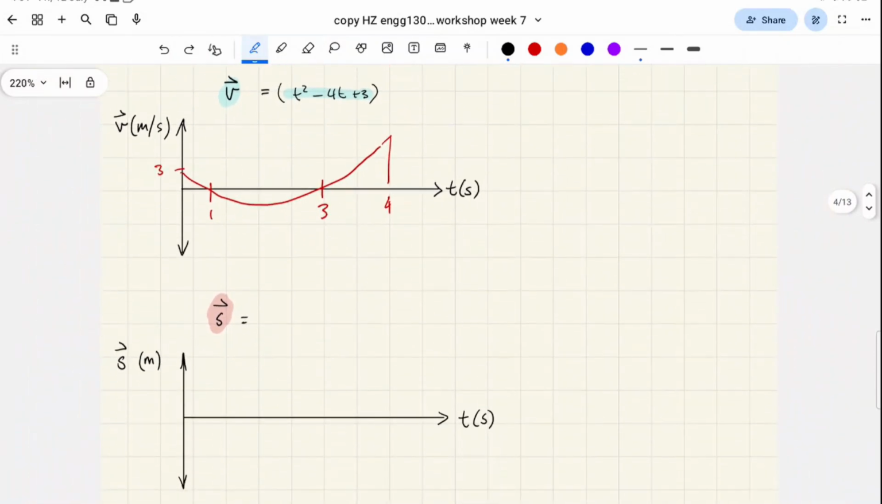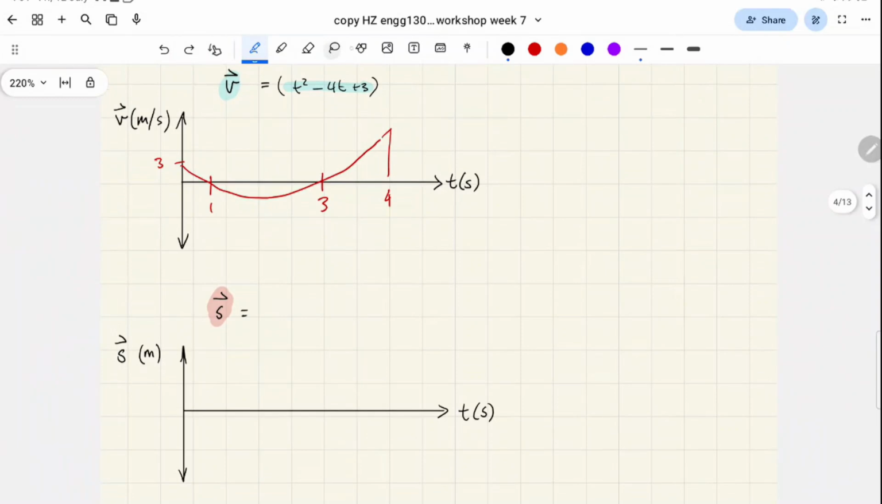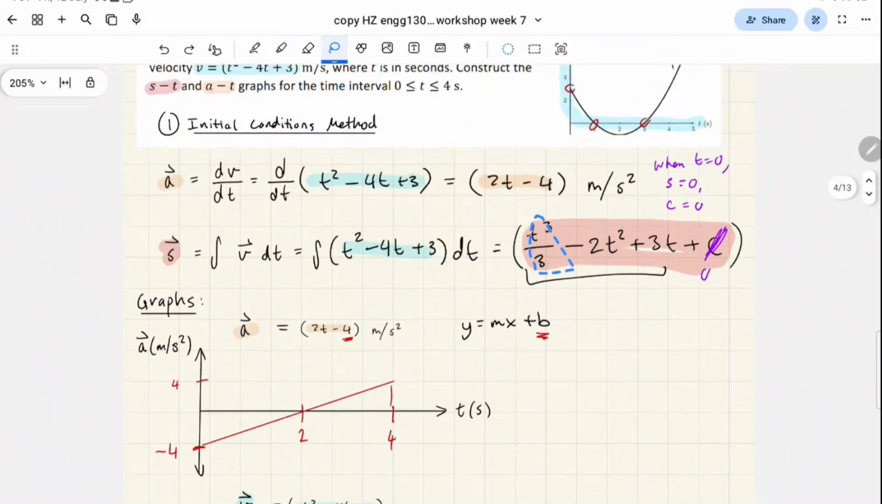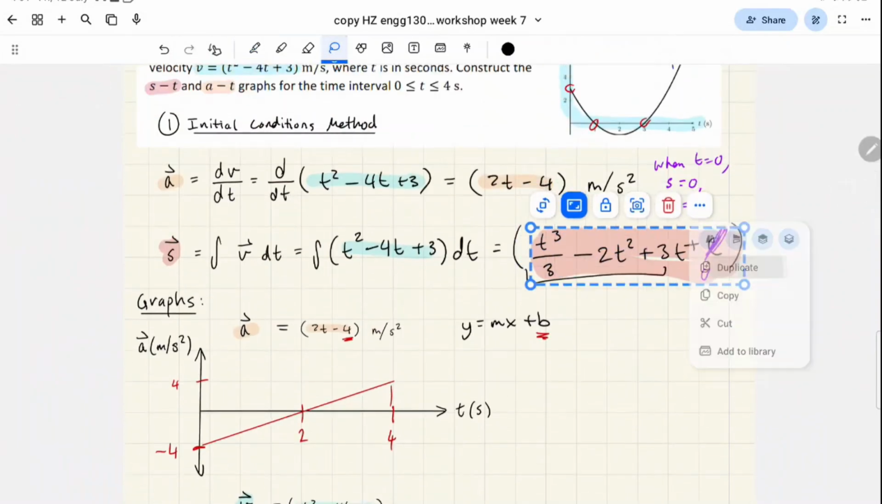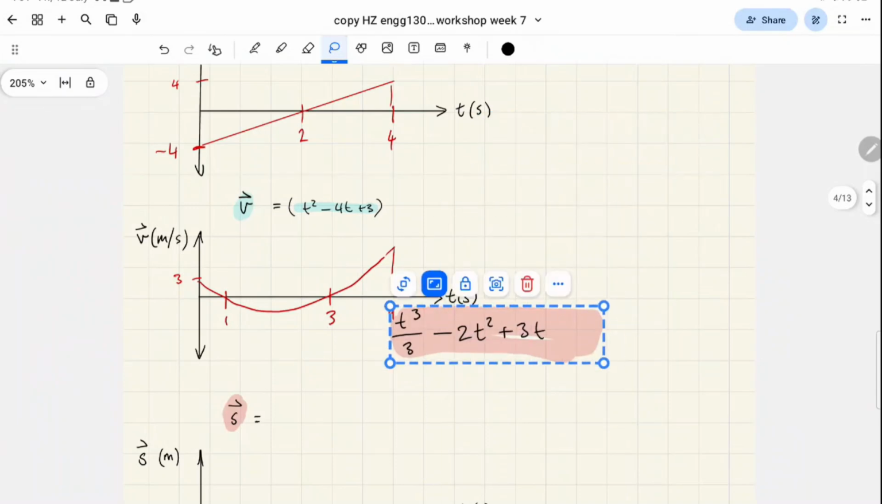Okay, so lastly, our displacement function is going to be a cubic. Copy it down.